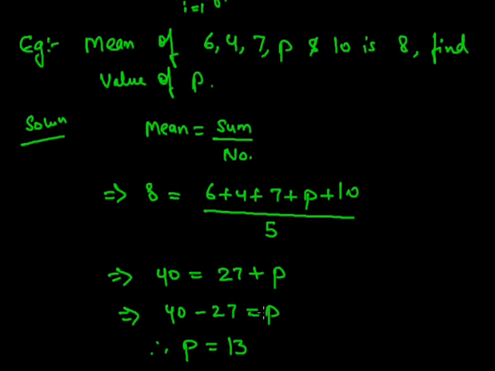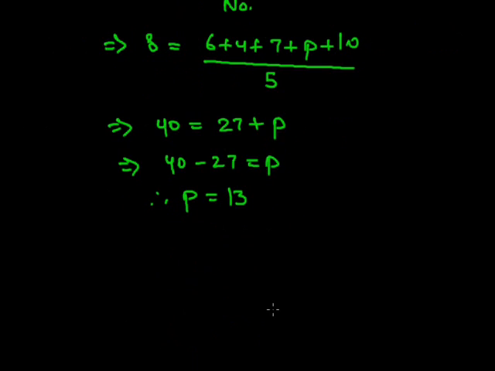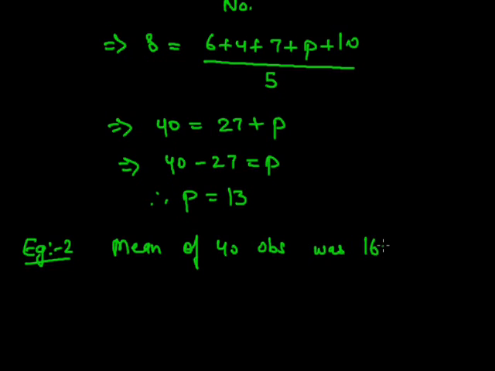So in this way we need to solve the problems by understanding the problem. And the most important thing is, the formula we use is again the same. So we don't have to think much about which formula to use, or whether there is any other formula. The formula remains the same. Now we'll see one more example. First we write down the example, that is the mean of 40 observations was 160.